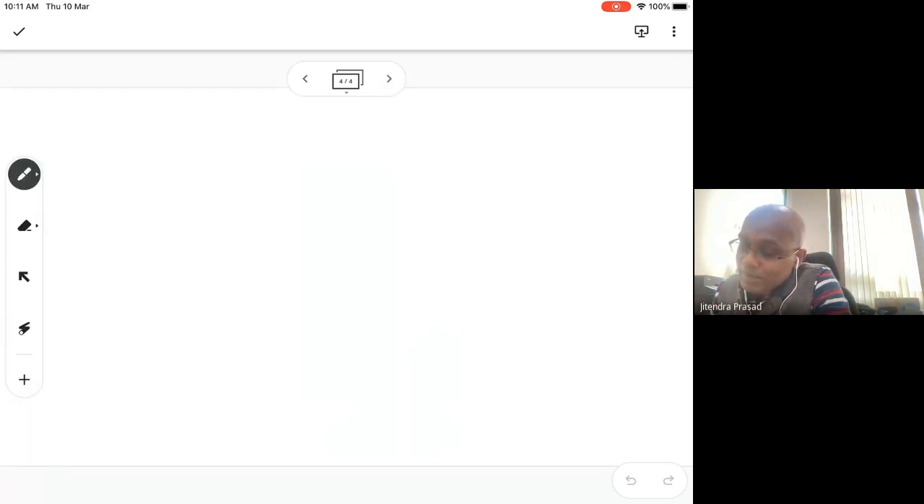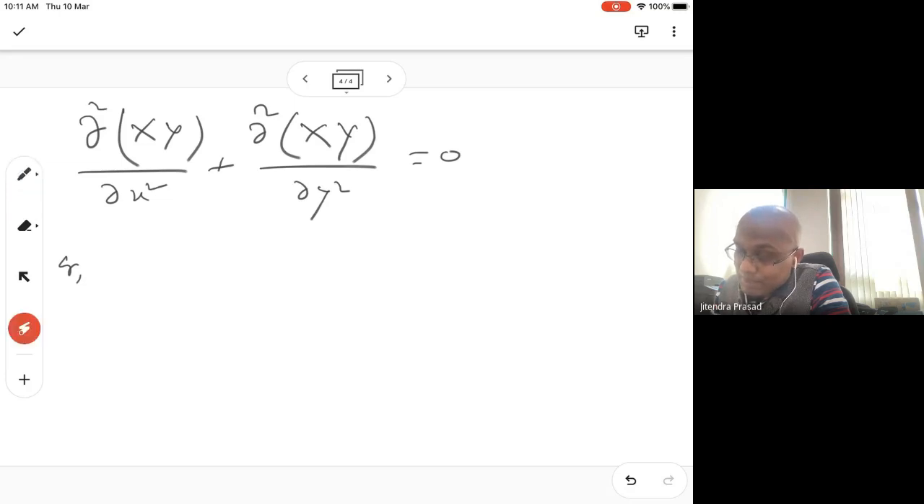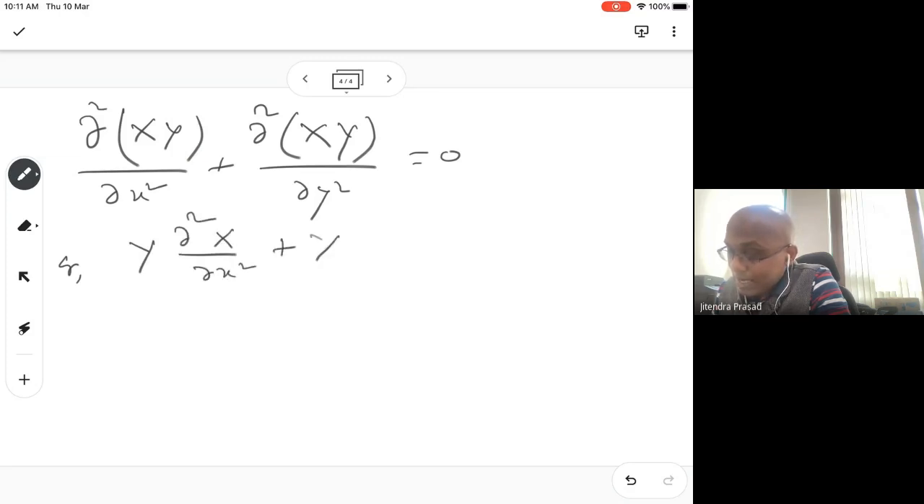Now, what happens if you put that in the original equation? Then we get del square XY over del x square plus del square XY over del y square equal to 0. Remember, Y is not a function of x, so Y will be outside. Del square X over del x square, times Y, plus X times del square Y over del y square is equal to 0. Now divide them by XY.